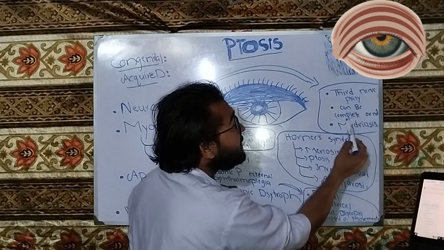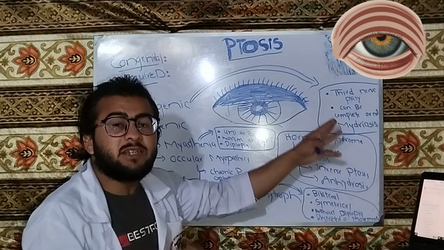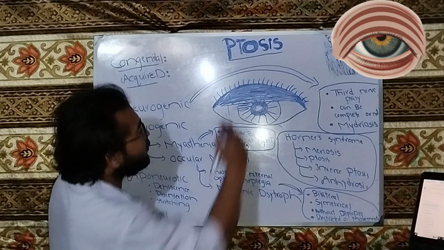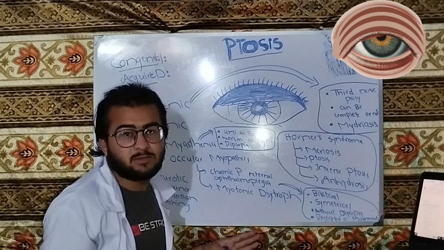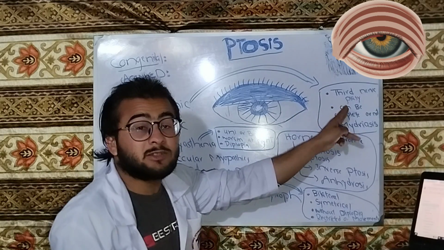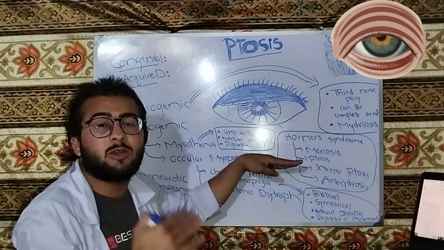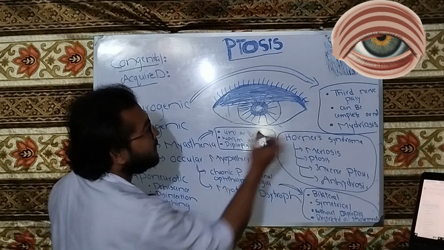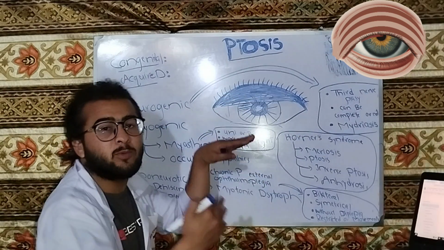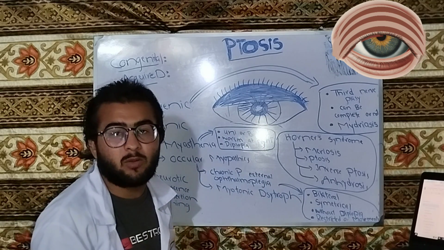It can be complete and it can be partial. If the third nerve is completely damaged, it will completely close the eye. So it will cause complete ptosis. The complete palsy will cause complete ptosis. The eyelid will completely close the eye. But if it is partial, then it will cause partial ptosis. Half of the cornea or 2/3 of the cornea will be covered.